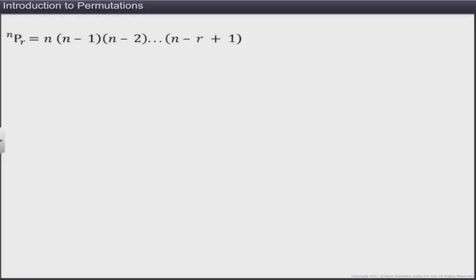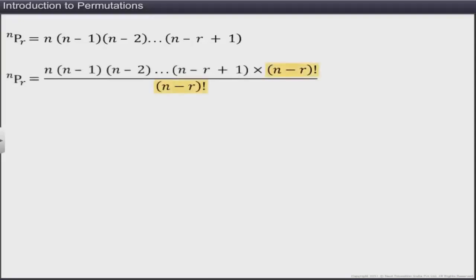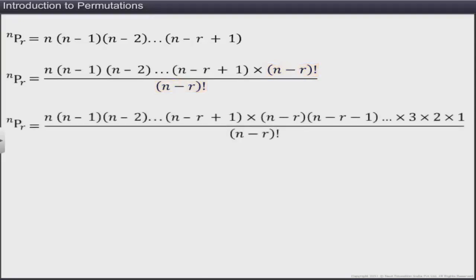Now, we will see an alternate representation of nPr. We know the formula for nPr. We divide and multiply by n minus r factorial. Then, we expand the n minus r factorial in the numerator. Therefore, the numerator becomes n factorial. This representation is used for computing nPr.